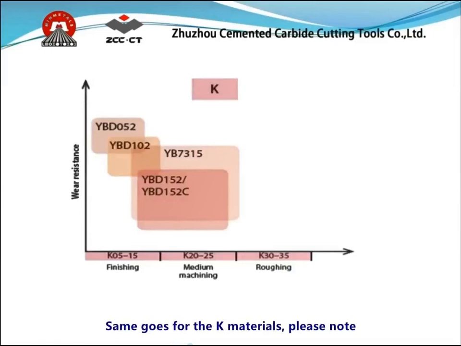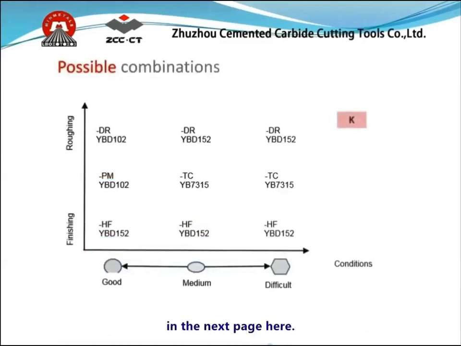Same goes for the K materials. Please note the different covering ranges from YBD 052 to YBD 102 and to YBD 15.2. Also, note the difference between YBD 15.2, YBD 15.2C, and YB7315, which is for sticky K materials such as ductile cast iron. The requirements for coating are higher wear resistance, and we have developed TC, the chip breaker, to combine with YB7315 or the previous grade YBD 15.2C for such applications. We can see these recommended combinations on the next page here.